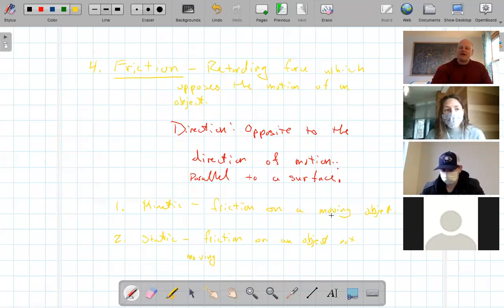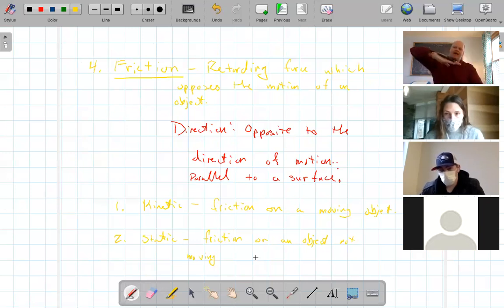Now, with kinetic friction, obviously the object is moving, so determining the direction of the kinetic friction is easy. My object's moving this way, so my kinetic friction is in the opposite direction. For static friction, since the object is not moving, what we really mean is that the direction of the friction is opposite to the direction the object would be moving. Okay, so what does that mean?